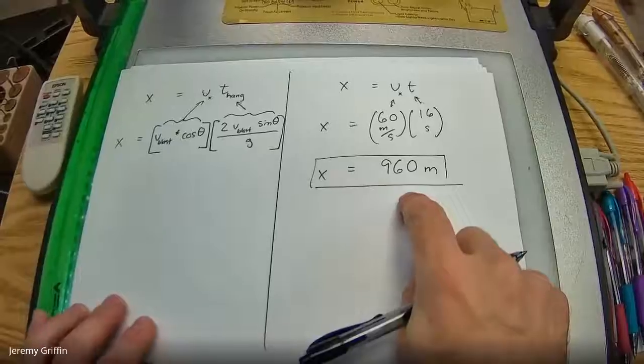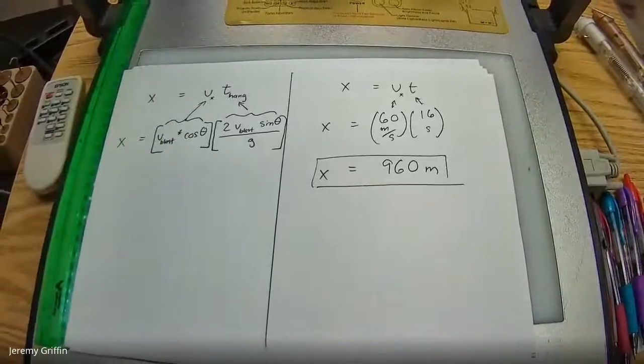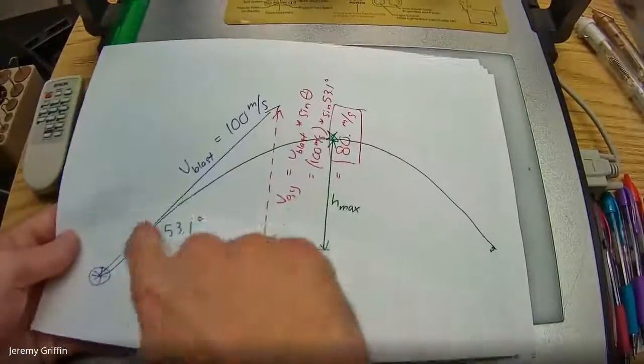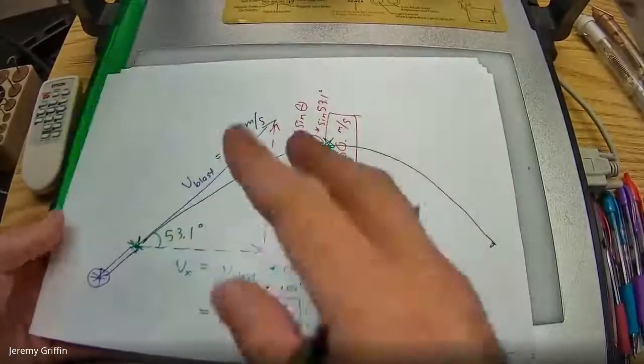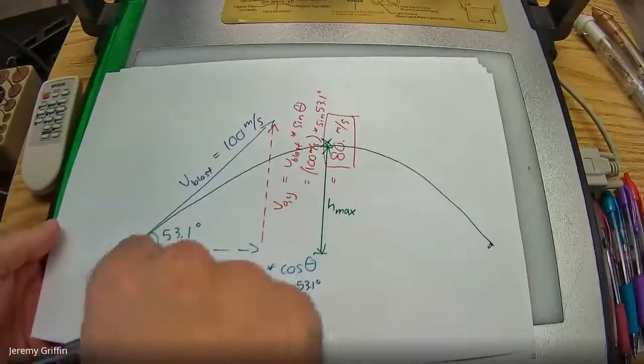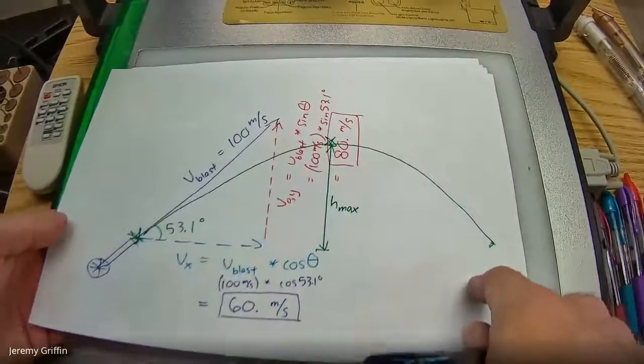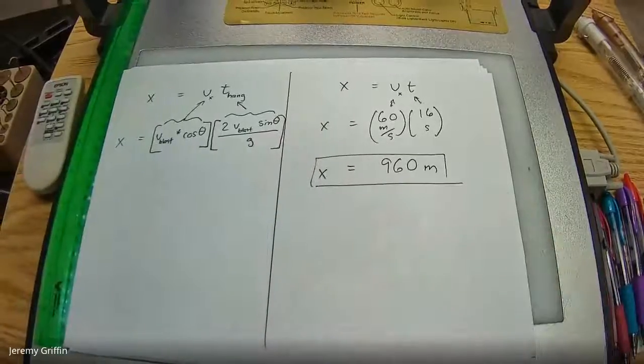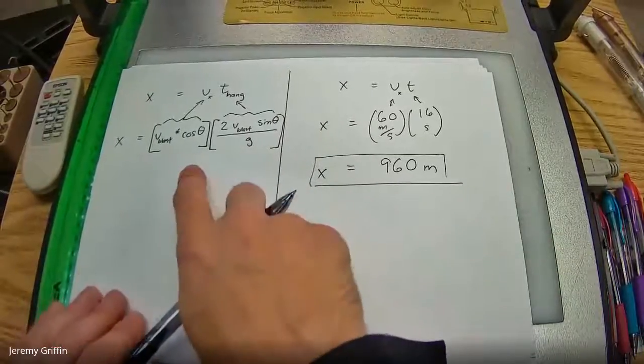That's almost a kilometer, isn't it? But I can believe that because 100 meters per second, that's like over 200 miles an hour. Yeah, okay, I can believe that's probably almost a kilometer. That checks out. Now, what about this expression?